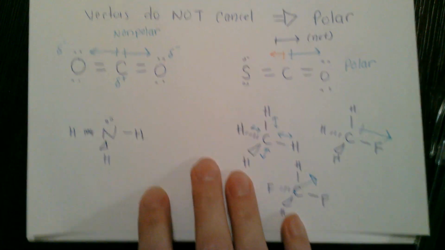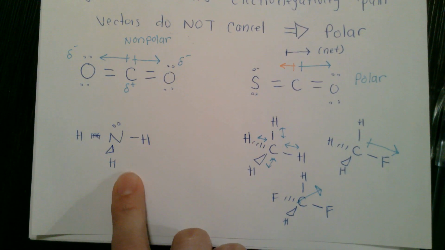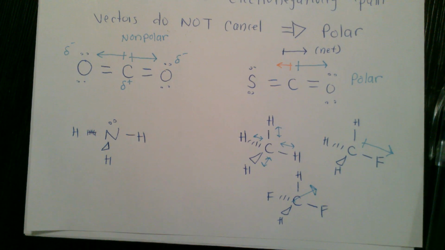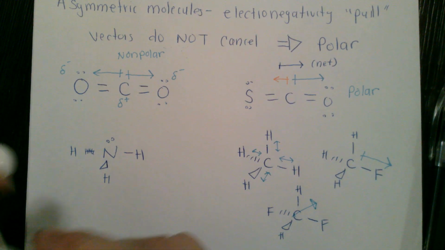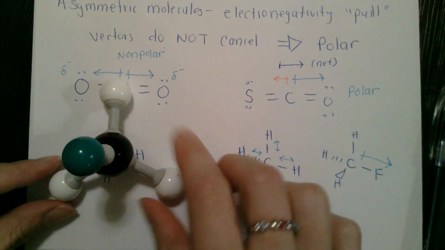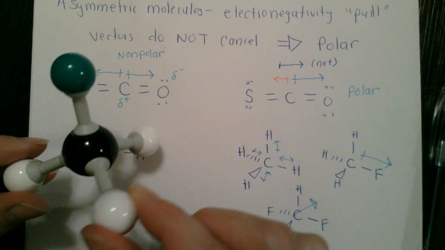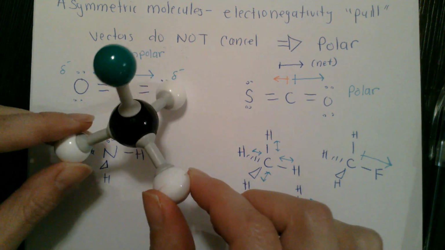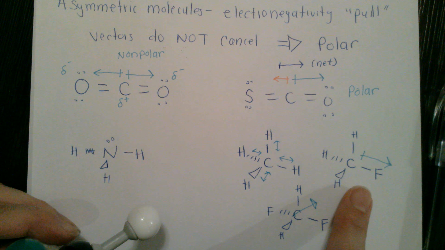Okay, so let's go back now to this one here. What happens if it's a lone pair instead? Remember we talked about things having to be symmetric. So let's just put a lone pair here. You can kind of see having that lone pair gives you this situation here.